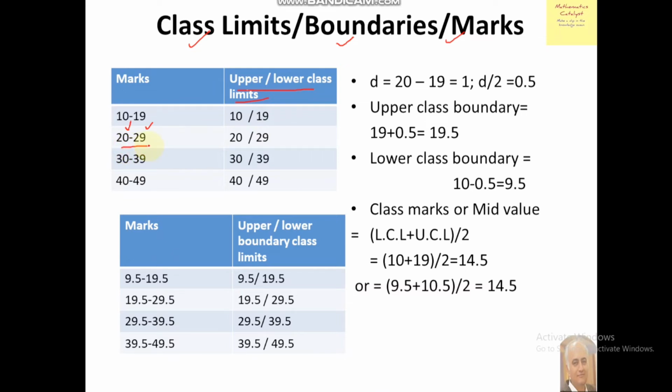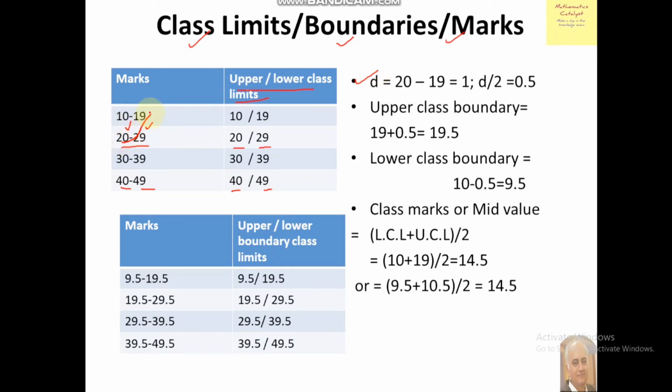In the second class 20 to 29, we have 20 as the lower limit and 29 as the upper limit. Similarly, for the other class 40 and 49, we have 40 as the lower limit and 49 as the upper limit. And what is D? D is the difference between these two values.